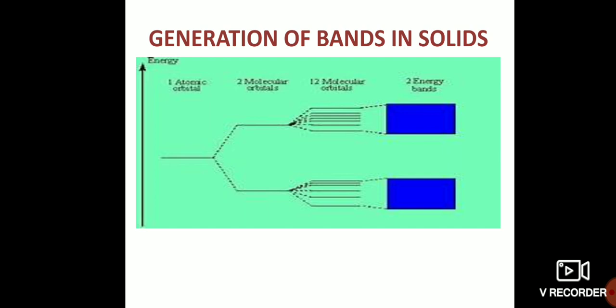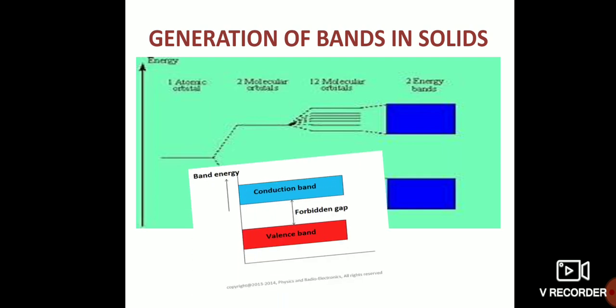Then two types of bands are formed. One is the conduction band, which generally does not contain electrons, and the second is the valence band, which contains electrons. There may also be a gap, which is known as the forbidden gap. The conduction band has more energy as compared to the valence band.